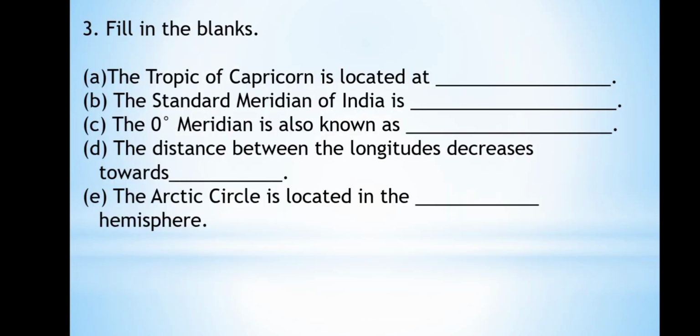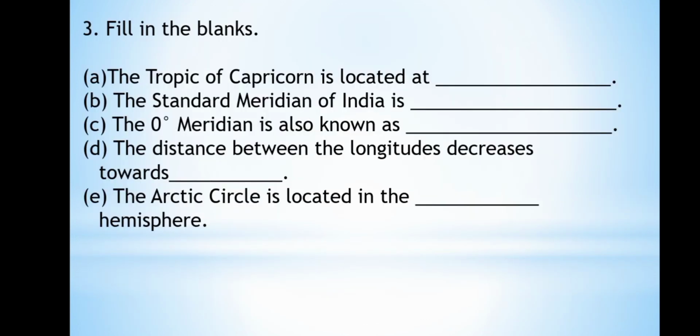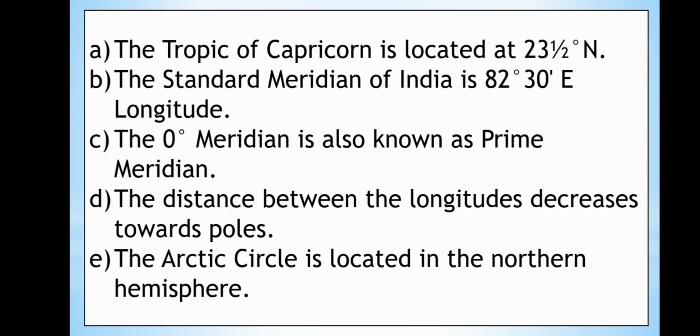Next one is the standard meridian of India is. So standard meridian of India, that is IST, is located at 82 degree 30 minute east longitude, right? You can mention it like that also, like 82.5 degree east. That is also the right way. Next question is the 0 degree meridian is also known as. So 0 degree meridian is also known as prime meridian, right?